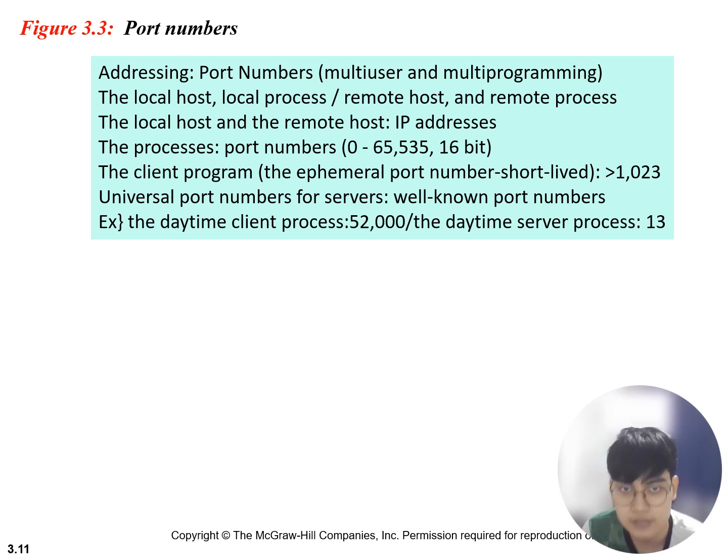Port numbers. Addressing with port numbers, multi-user and multi-programming. The local host, local process, remote host, and remote process. The local host and the remote host are identified by IP addresses. The process's port number ranges from 0 to 65,535, which is 16 bits. The client program uses an ephemeral port number, which is short-lived. A universal port number is used for a server, the well-known port number. The daytime client process uses 52,000, but the daytime server process uses 13.